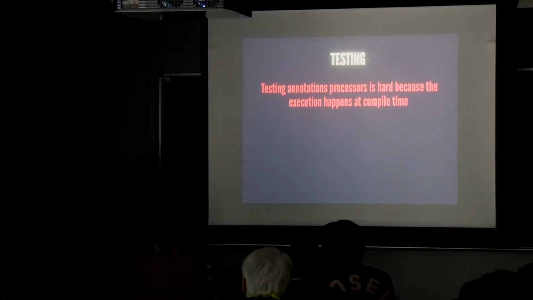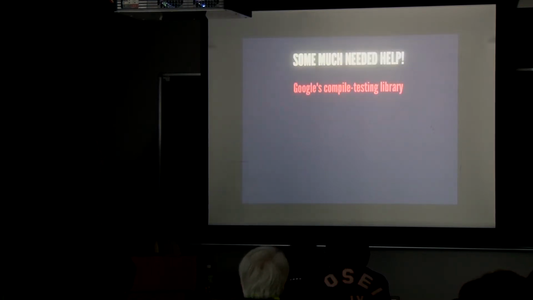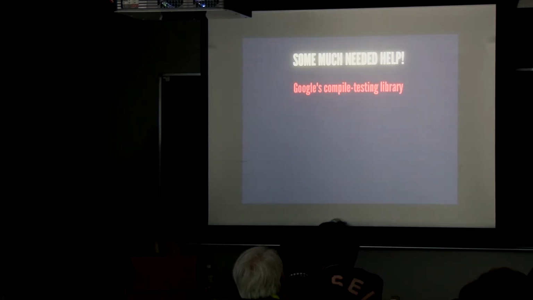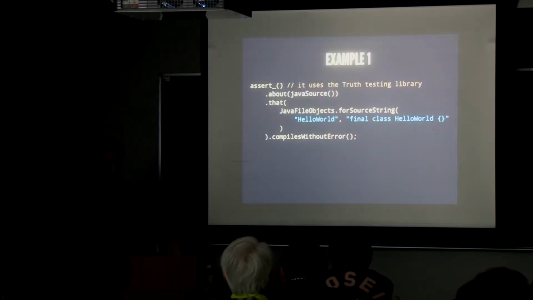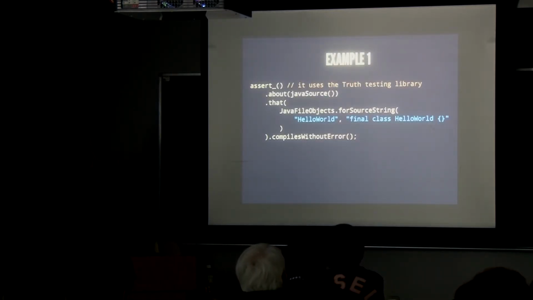So we need help, and luckily Google helped us in this case, and they released this library. It's called compile-testing, which does exactly that. The way it does it is a bit weird because, of course, it's a strange problem to solve, so they have to come up with a kind of strange solution to solve it. But let's see an example. So first of all, it uses the Truth testing library, which I don't know if any of you know, but it's actually pretty nice, and it provides a nice API.